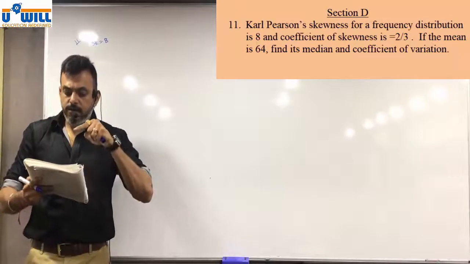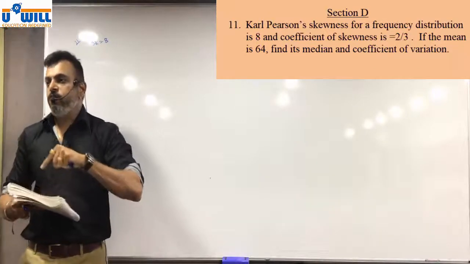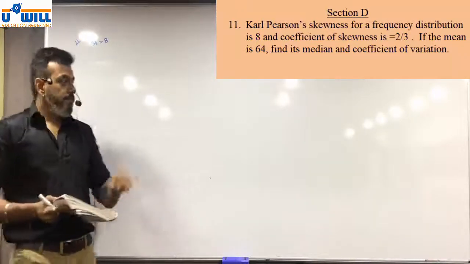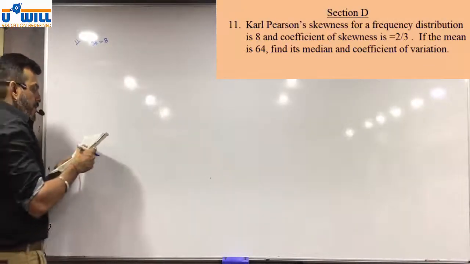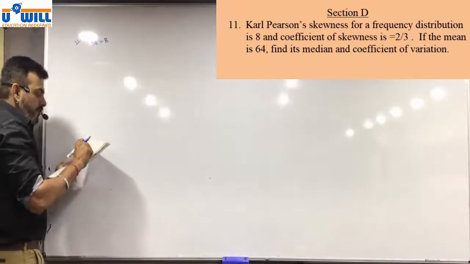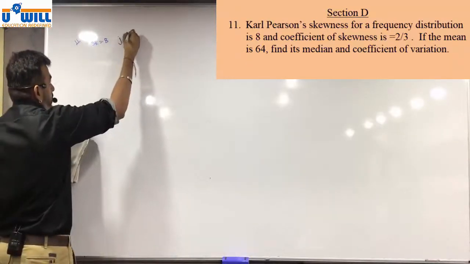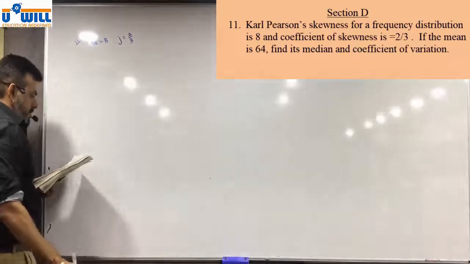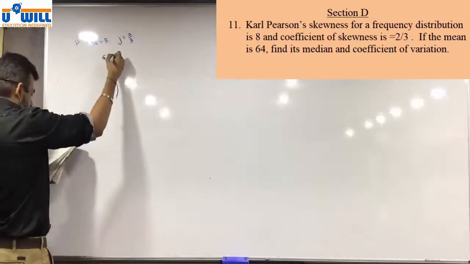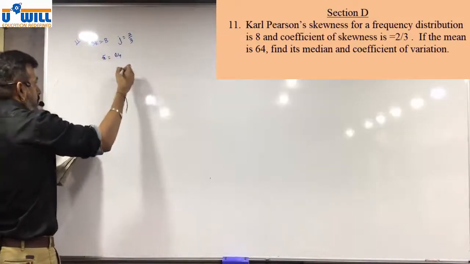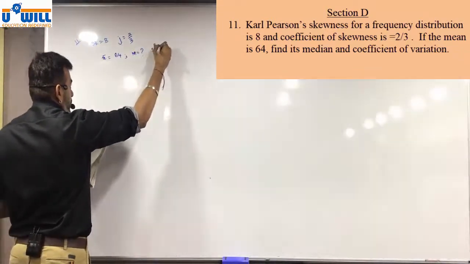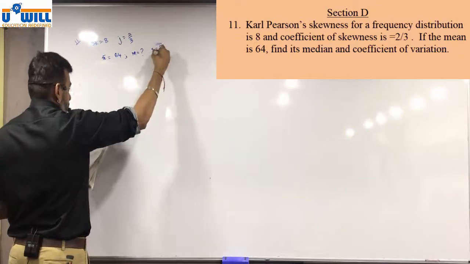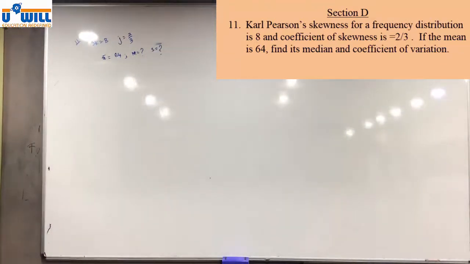Karl Pearson's skewness for frequency distribution is 8. So skewness is equal to 8. And coefficient of skewness J is equal to 2 by 3. If mean x bar is equal to 64, we have to find the median. We have to find the standard deviation, and then we find coefficient of variation.